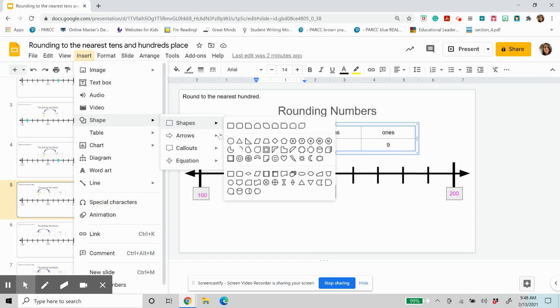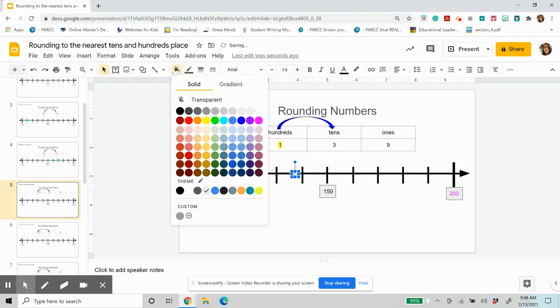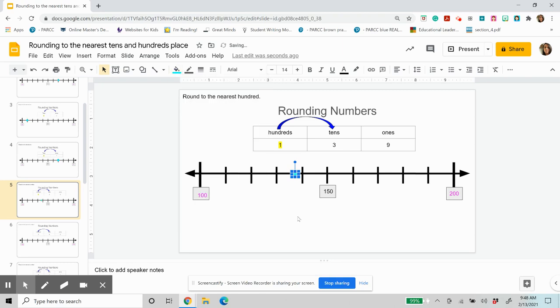So this is 139, right? This would be 110, 120, 130. You know, 130 with 9 would probably be over here, somewhere close to 140, right? But if we were to say this is the halfway point, is it closer to 100 or 200? Based on this number, it's closer to the 100, right? So 139 is closer to 100.